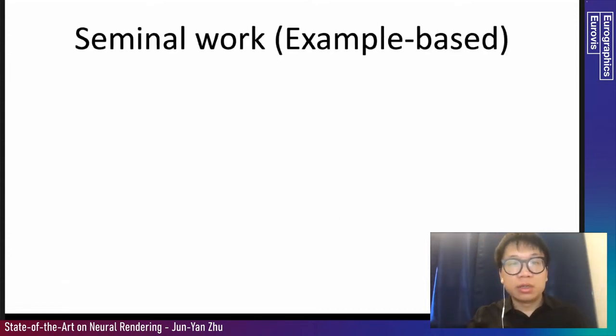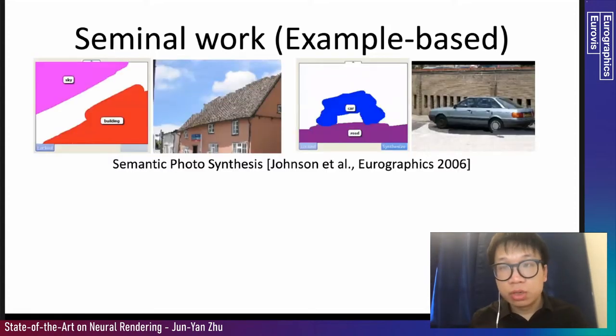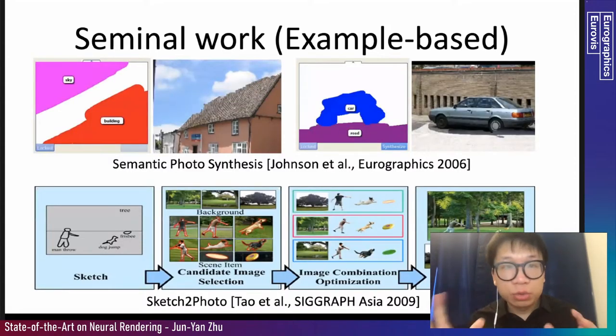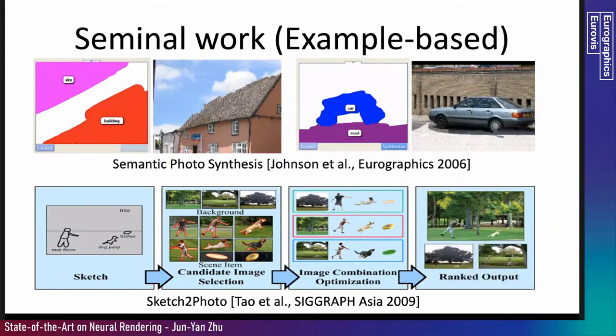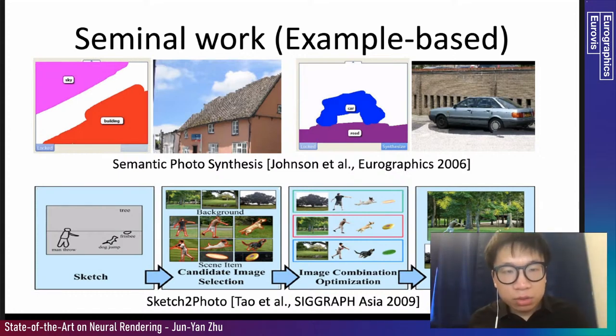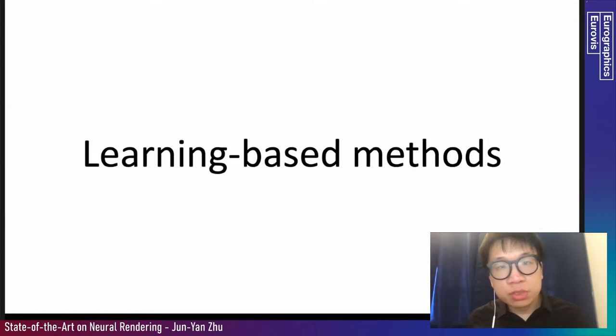Earlier work used an exemplar-based approach. Given a user input, they try to retrieve different objects from the datasets, and then use image blending techniques to combine them together. There are two limitations to this approach. First, these methods are often quite slow, which prevents real-time user interactions. Second, and more importantly, combining things from different images will cause inconsistent lighting and perspective, with different camera poses, which makes things look unrealistic. More recently, people started using learning-based approaches to address the above issues.